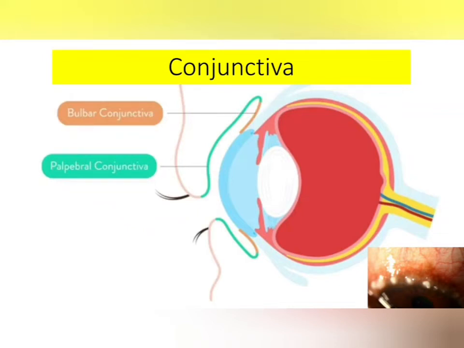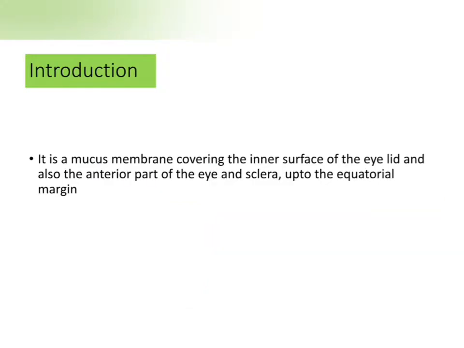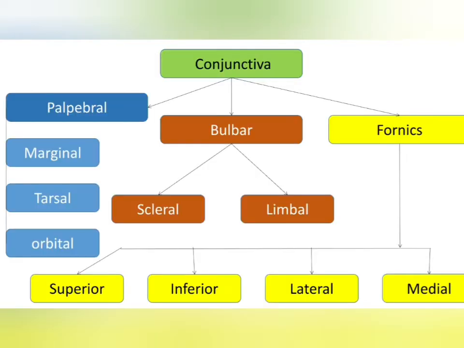So today in this video I'm going to discuss a very important topic that we all should know, that is conjunctiva. The term conjunctiva actually comes from the term conjoin, which means to join. So what is it actually joining? It is joining the eyelid and eyeball. It is a translucent mucous membrane covering the inner surface of the eyelid and also the anterior part of the eye and sclera. That is conjunctiva.